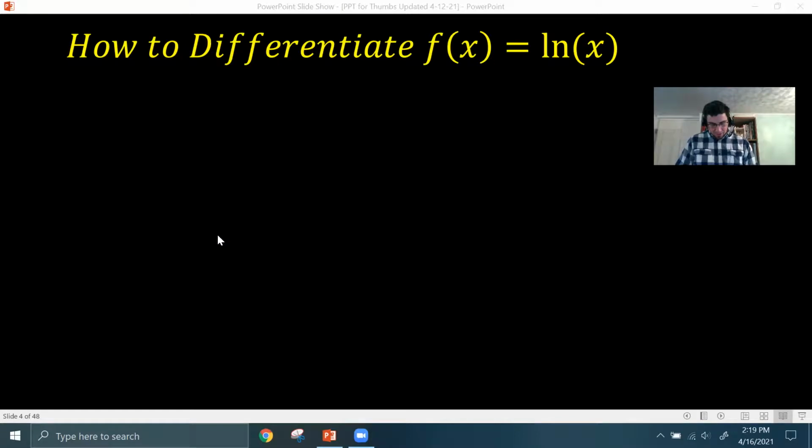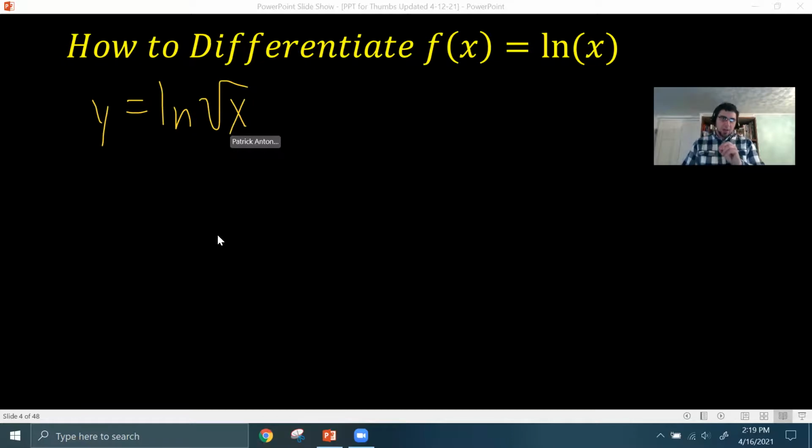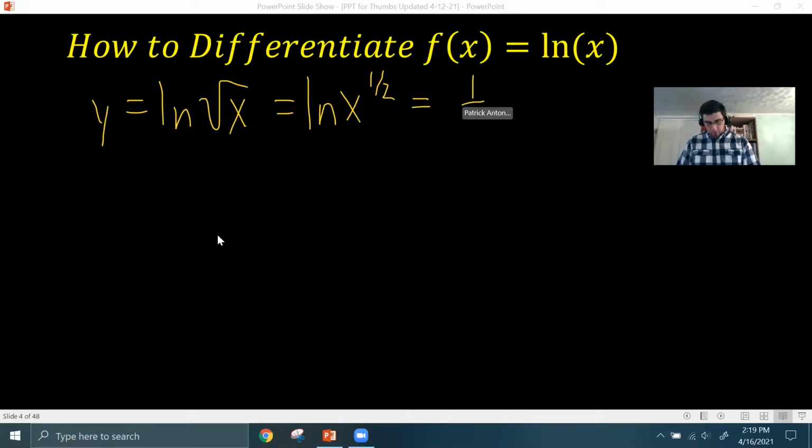Okay, how about natural log of the square root of x? I'm going to show you how to do this one in 2 ways. First way I think you're going to like a lot more. The second way you might be like, ooh, that's neat. So remember, square root you can write as 1/2 power. And if you remember, the power rule for log says that if you have natural log of something to a power, you can put the power out front. So you could rewrite this as 1/2 natural log x.